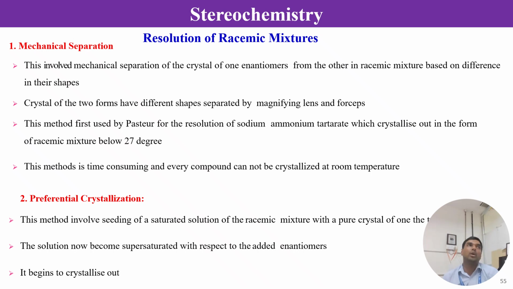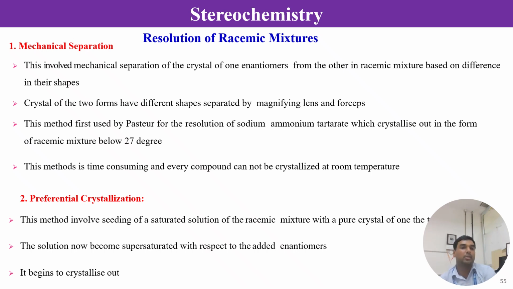So how to resolve a racemic mixture? This involves mechanical separation. Suppose the crystals are big enough, they can be separated using a microscope. Crystals of the two forms have different shapes and are separated by magnifying lenses and forceps. This method was first used by Pasteur in the resolution of sodium ammonium tartrate. This is time consuming, and not every compound can be crystallized at room temperature.